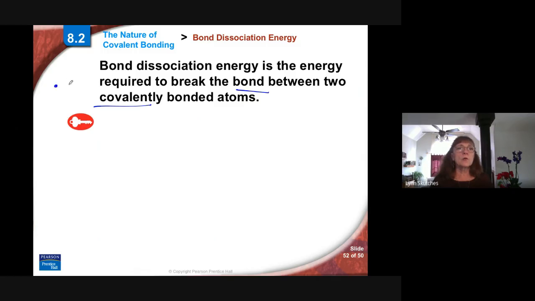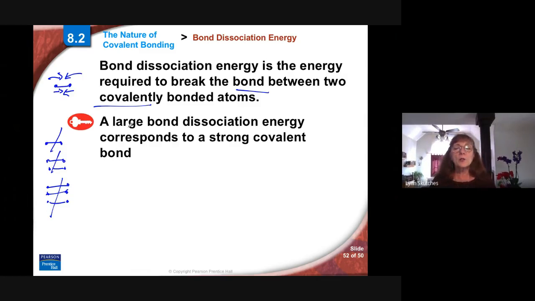So normally a covalent bond involves sharing of 2 electrons, 1 from each atom. We saw yesterday that's not always the case, and I'll talk more about it next week. But you should realize that if there's one string holding things together versus two strings versus three strings, it might take a different amount of energy to break all of those, okay? And that's what we find.